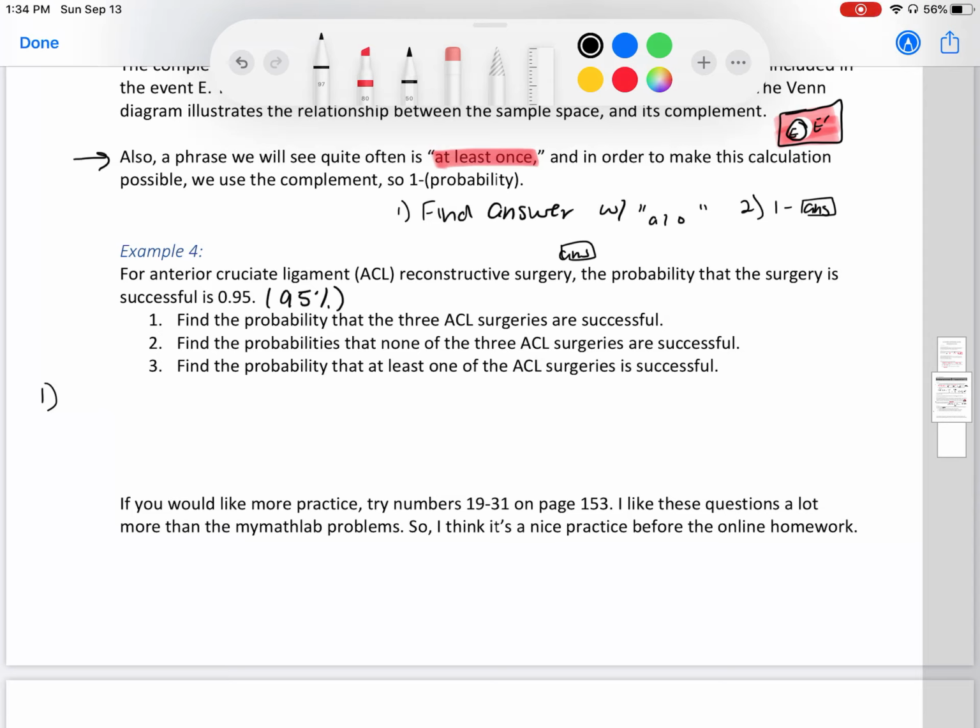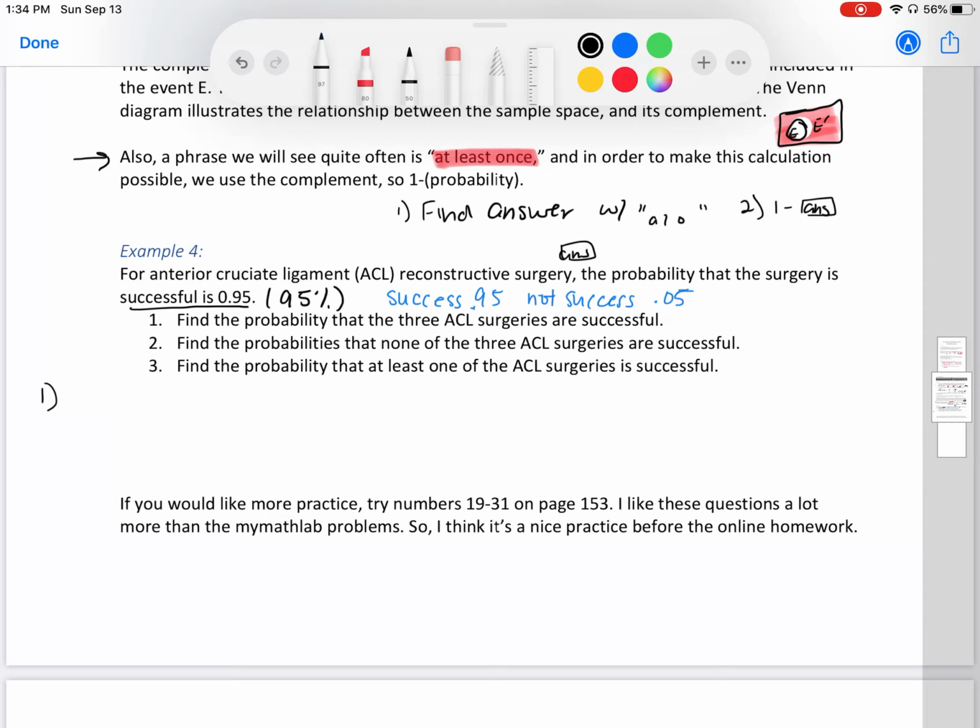Okay, for all 3 to be successful, well, success is 95. So maybe we should start off by saying that. Success is 95. So therefore, failure or not success will be the opposite, or prime. So it'll be 1 minus 0.95, 0.05.